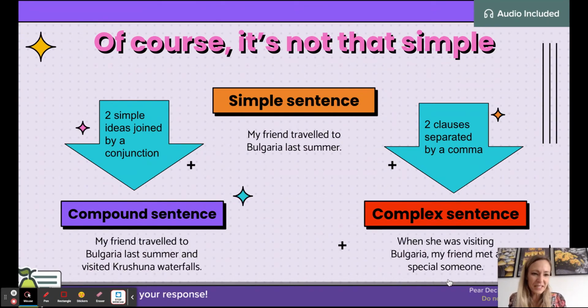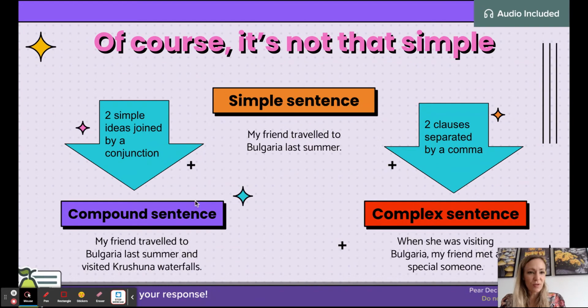All right, and the third type of sentence is a complex sentence. A complex sentence has two clauses, and they're going to be separated by a comma. They can go in either order. The independent clause is called that because it is essentially a simple sentence on its own. It works. And the dependent clause is the half of the sentence that would be a fragment if it wasn't buddied up with the independent clause.